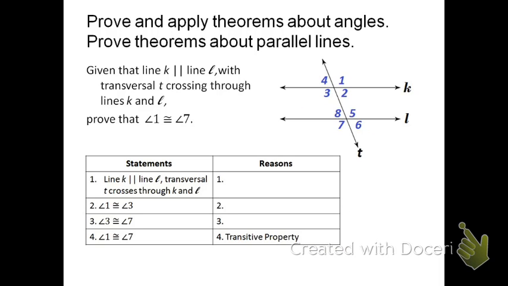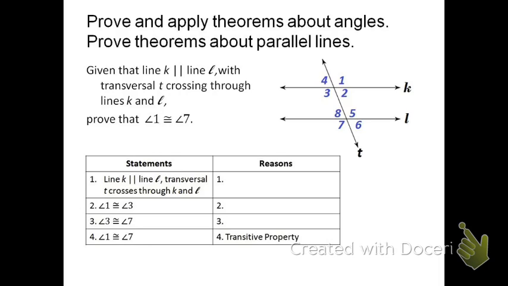Alright. Now, time for a couple of proofs. We are going to prove and apply some theorems about angles and prove theorems about parallel lines. So, given that line K is parallel to line L, as you can see here, it is stated. And we have transversal T crossing through lines K and L. We need to prove that angle 1 is congruent to angle 7.